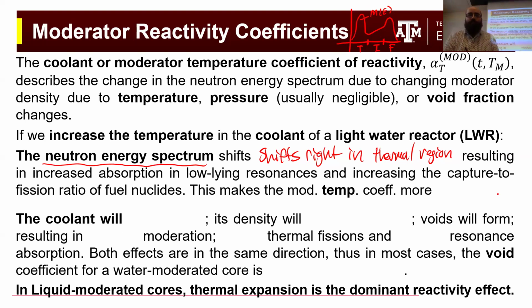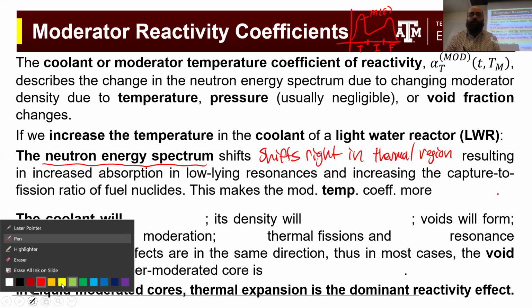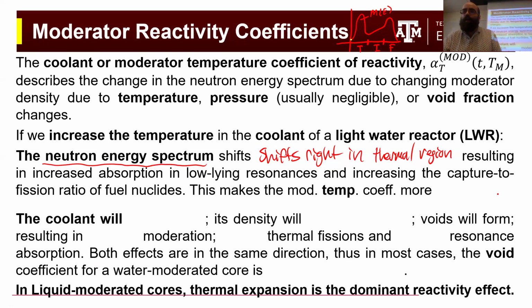So if that thermal part of my spectrum is getting shifted to the right, what it means is that maybe I now have something like that, where it's not really affecting any other part of the spectrum. It only affects the thermal part. So that peak of my thermal spectrum is going to get shifted to the right.